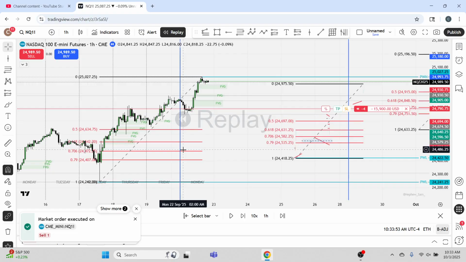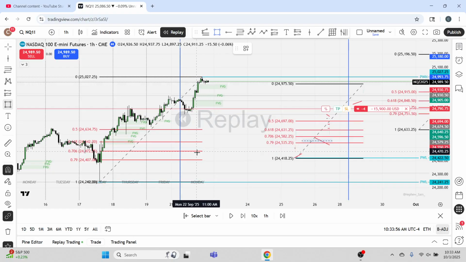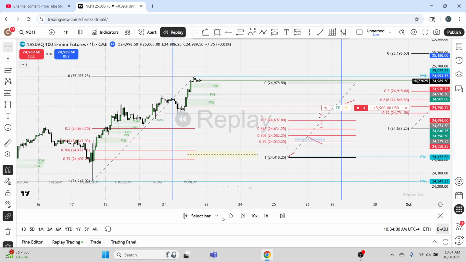I want you to watch these candles as they come into this zone right here, which I'm going to mark out with this yellow box. Kind of watch these candles. And watch the money.